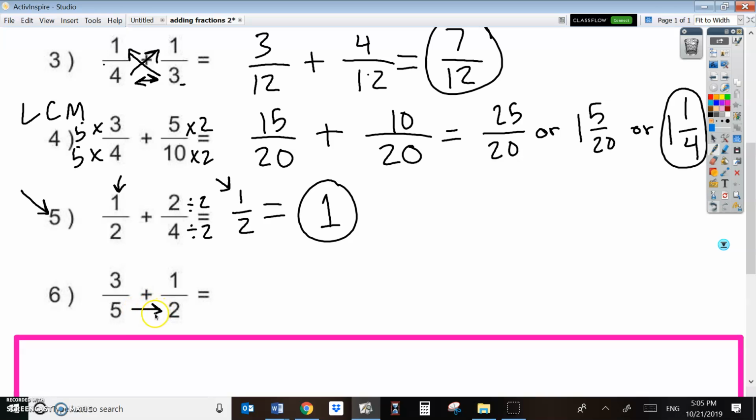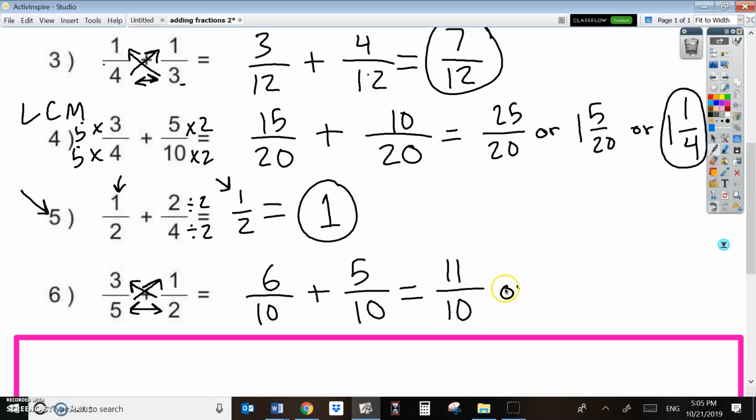Rule of 4 on this one. Remember, the rule of 4 gives you 4 multiplication problems. 2 times 5 is 10. 5 times 2 is 10. 5 times 1 is 5. 2 times 3 is 6. Add that and you get 11 over 10, or 1 and 1/10.